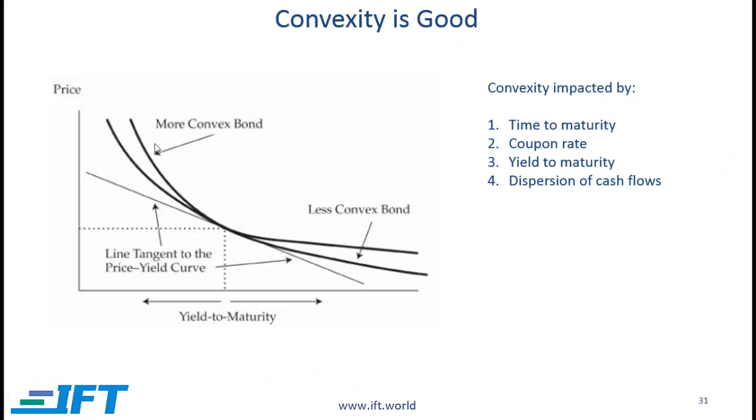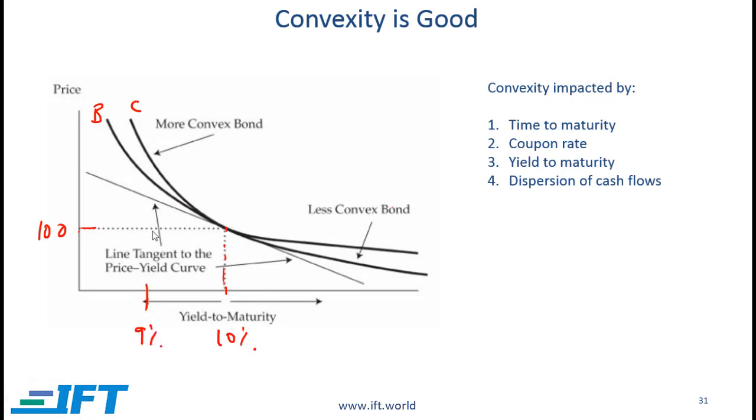Let us now consider the impact of convexity on a bond investor. Say we have two bonds, bond B and bond C. As you can note over here, bond C is more convex or more curved relative to bond B. Say that at a given point in time, both bonds have the same YTM of 10% and the same price, which is 100. What will happen if the yield to maturity goes from 10% to 9%?